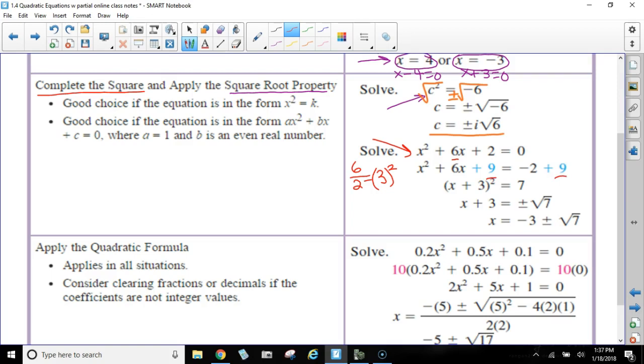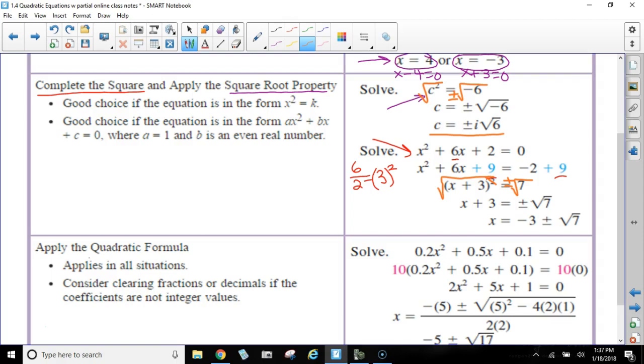Now, the beautiful thing is that the left-hand side factors really nicely as a perfect square. Then we're ready to use our square root property. So we have x plus 3 equals plus or minus the square root of 7. And then subtract 3 from both sides to solve for x.